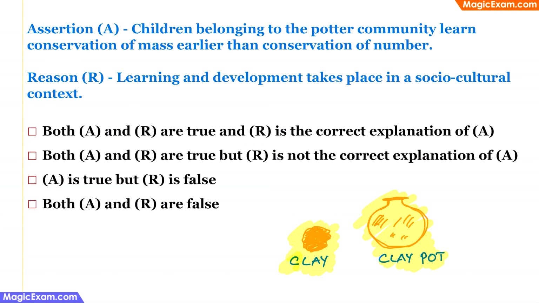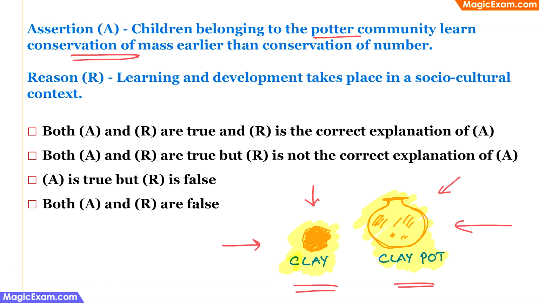The assertion A says that children belonging to the Potter community learn about conservation of mass earlier than conservation of numbers. So, what they are trying to tell us here is if a child is from a Potter's family, then the child would have seen how pots are made. So you take a small piece of clay and you can make a big pot out of it. So the mass of the clay is not changing. It is only the shape of the clay which is changing, and because the pot is hollow inside, it looks very big. So the child knows that when you make a big pot out of a small piece of clay, mass does not change. So that is conservation of mass.